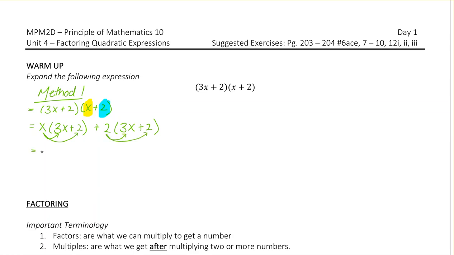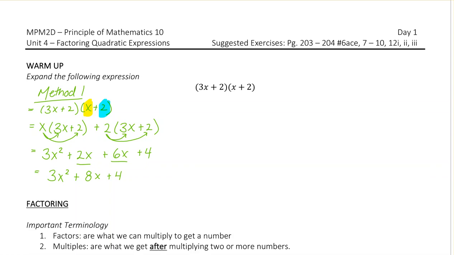Well, x times 3x, that gives you 3x squared. X times 2, that's 2x. 2 times 3x, that's 6x. And 2 times 2 is 4. Now we just need to combine our like terms to finish our problem. 3x squared plus 8x plus 4. Remembering always to have our highest degree exponent listed first.